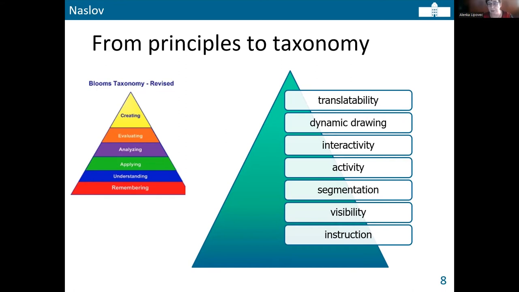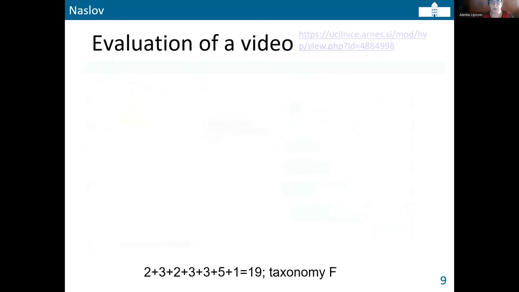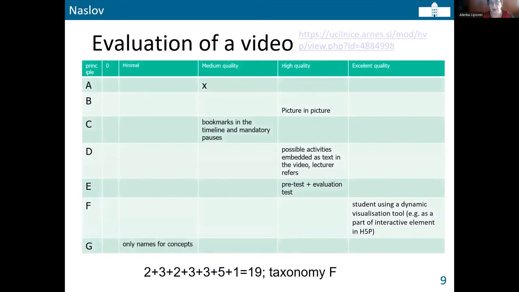And then we wanted also to give a teacher some tool. If the teacher has a video, how can he know on which taxonomic level this video is? Therefore, we formed descriptors for each of the principles from non-acceptable to excellent quality. In each of those cells, we wrote the descriptor.